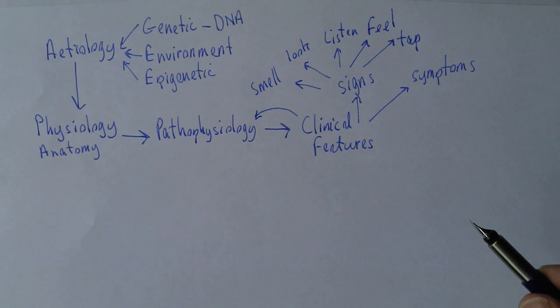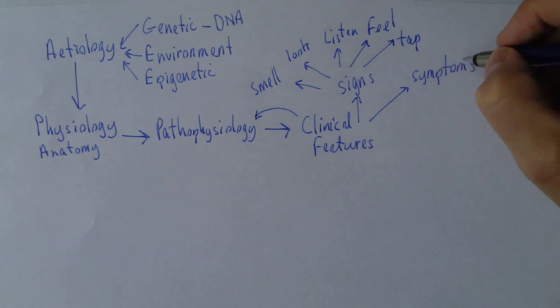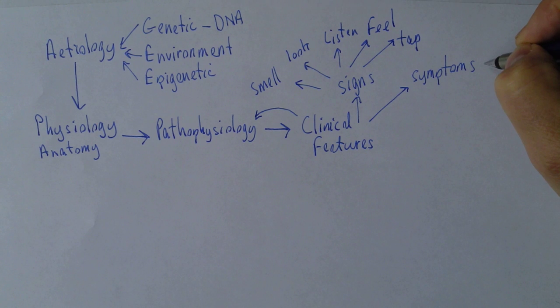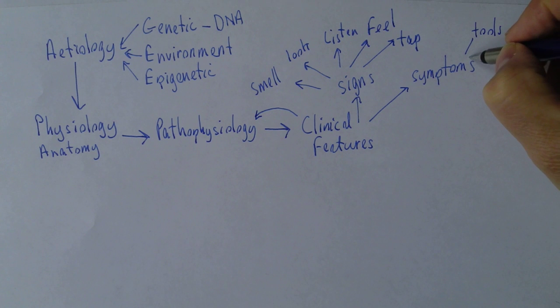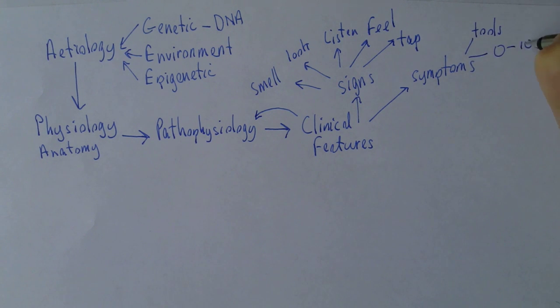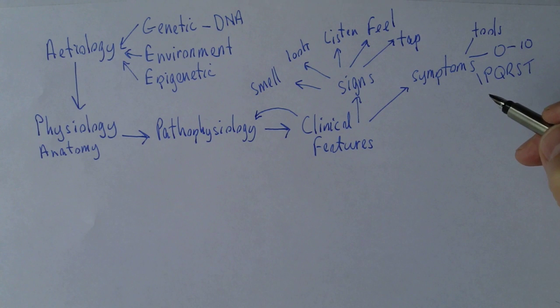So symptoms, on the other hand, are things that people tell you about. So a sign is something that we detect, a symptom is something that the patient informs us about. And sometimes we can use tools to help us with this. For example, we can ask patients about their level of pain on a score of 0 to 10. Or we can do a PQRST assessment of their pain. Provoking factors, quality, region, timing of the pain, and S stands for something else I can't quite remember just now. But we can do a PQRST of pain. So the symptoms are what the patient will tell us about.